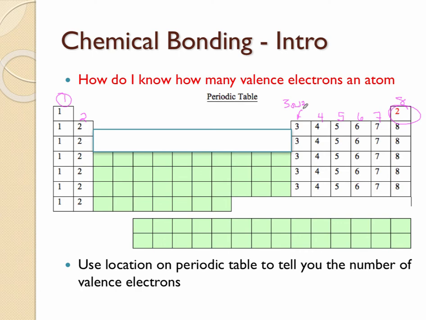So if it's labeled 13 through 18, the number of valence electrons is equal to the group number minus 10. Or if they're labeled 3 through 8, the group number is equal to the number of valence electrons, except for that helium. All right, so just the location on the periodic table tells you the number of valence electrons for these two groupings on the periodic table.